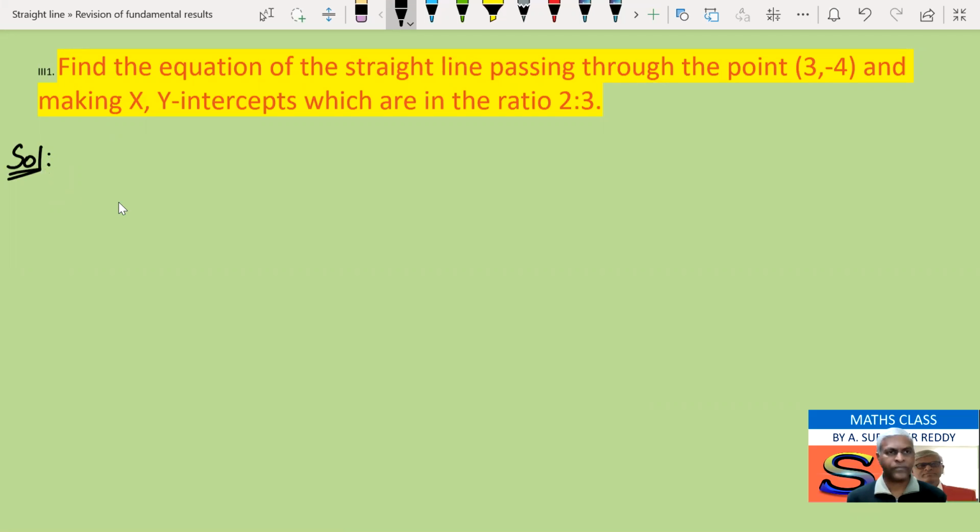Now, equation of the straight line in intercept form. Equation of the straight line in intercept form.